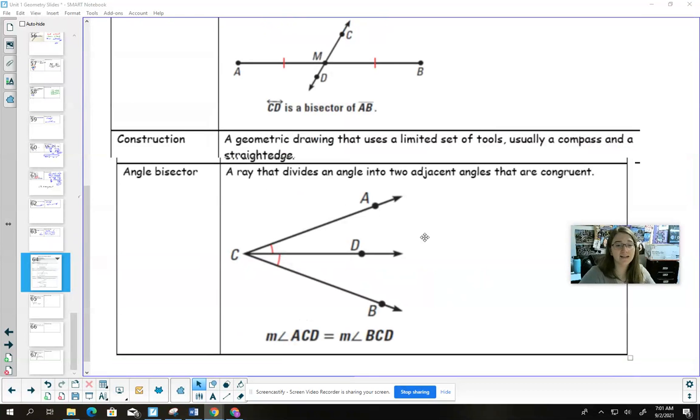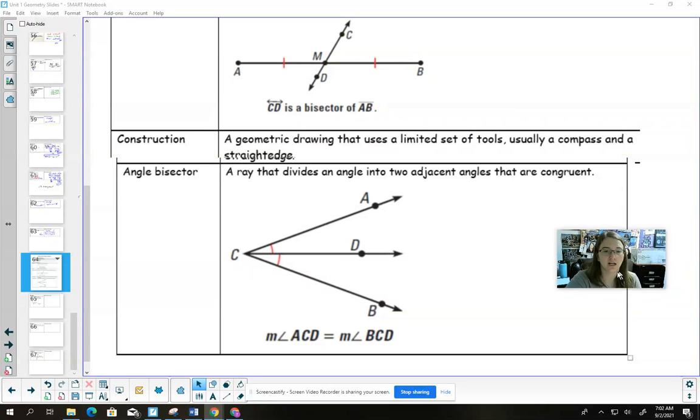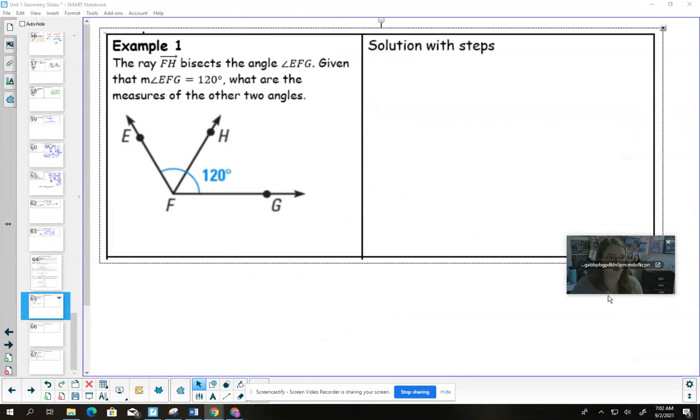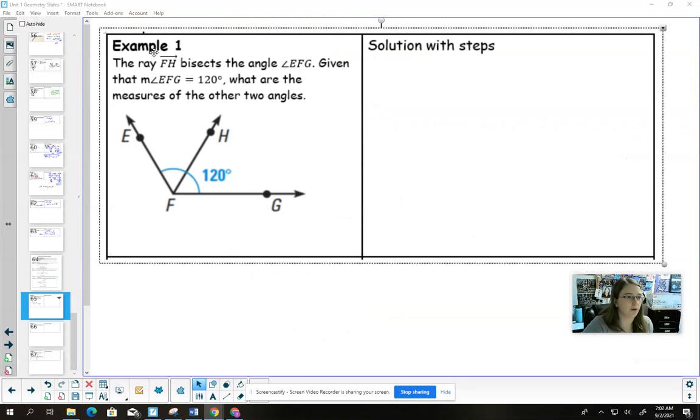And again, bisector, bi means two, right? Like bicycle. That's two wheels. So a bisector cuts something into two equal segments. It's really important to understand. Cutting something in half cuts something into two equal chunks. Very important to understand for our equations here. Let's go ahead and look at example 1.